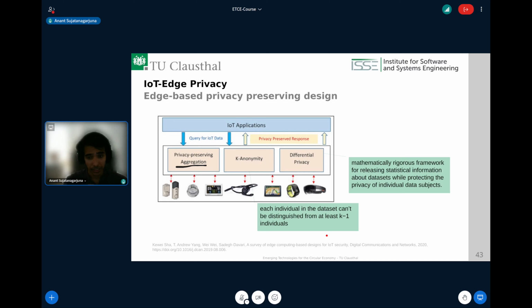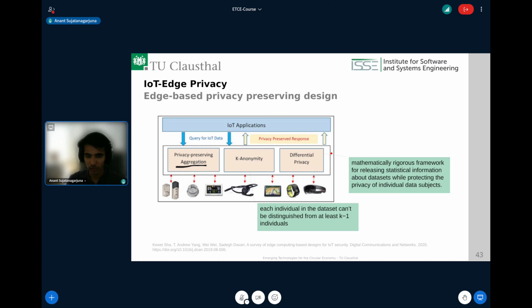On the other end, you can also have some more different things like differential privacy, where you basically use a mathematically rigorous framework for releasing statistical information about data sets while protecting the privacy of individual subjects. So, you can sometimes use slightly modified data of people.